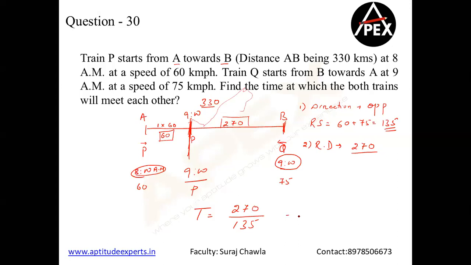That means they will meet after 2 hours. Now, 2 hours from where? Now 270 is this distance, that means we are talking about 2 hours from 9 o'clock. So 9 o'clock plus 2 hours, they are going to meet at 11 a.m. Now this summarizes your relative speed as a complete, simple concept altogether. Clear?